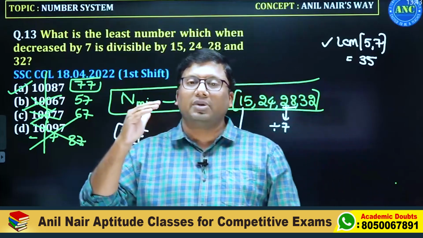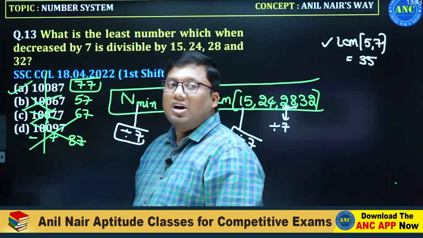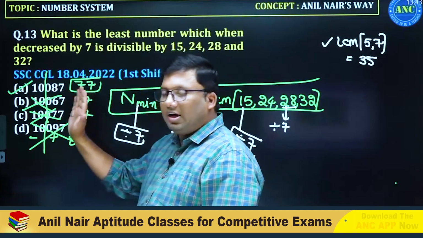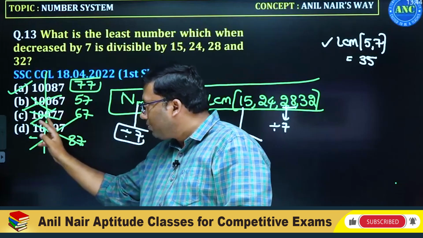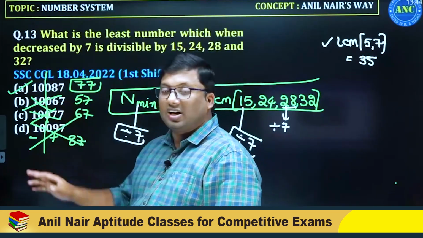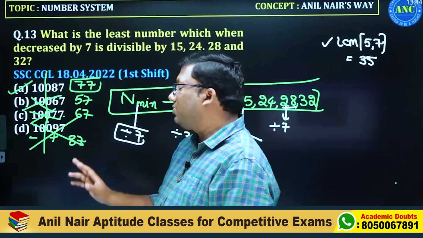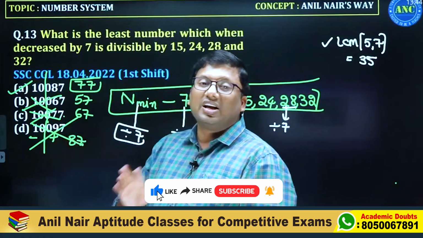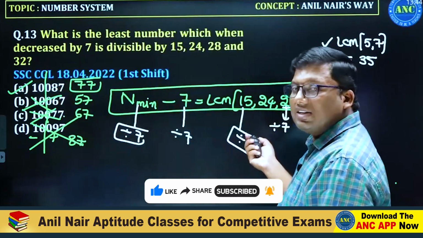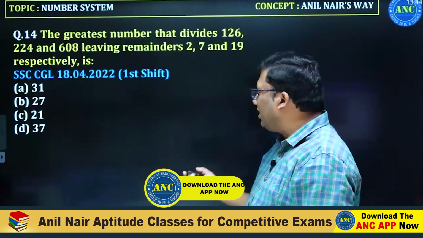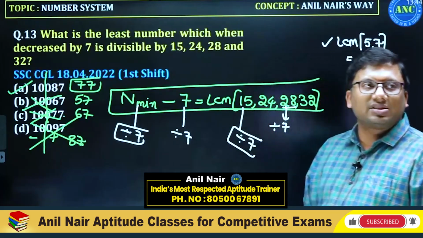How to check whether a number is divisible by 7 or not? Take a group of 3 digits, keep a slash, alternately plus minus. 67 minus 10, 57, not possible. 77 minus 10, 67, not divisible by 7. 97 minus 10, 87, not divisible. The only possible value is 87 minus 10, the answer is 77. I hope the idea is clear. You don't need to find the entire LCM and add it.